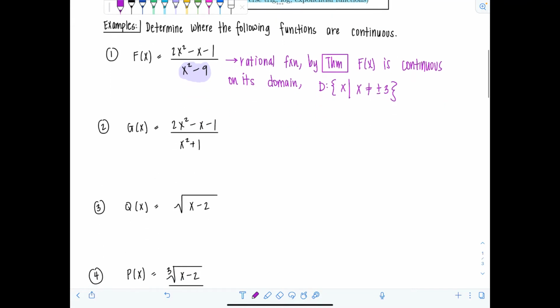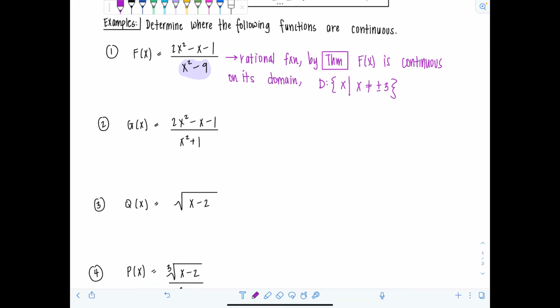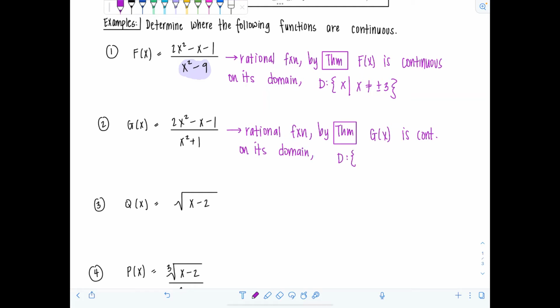Okay, next one, we've got g of x equals 2x squared minus x minus 1 over x squared plus 1. Again, this is another rational function. I'm just going to be super thorough and write by the theorem, that means that g of x is continuous on its domain. Well, what's its domain? Let's see. I want to make sure the denominator is not 0. That way g of x is never undefined.